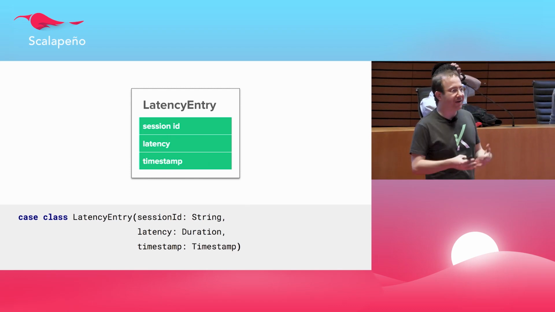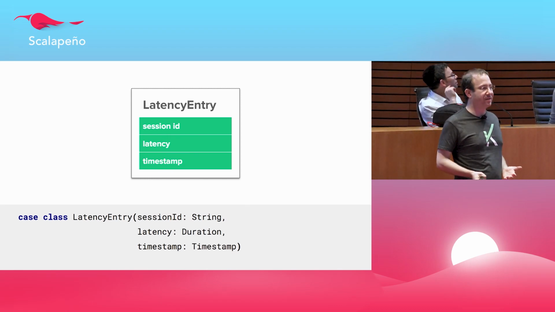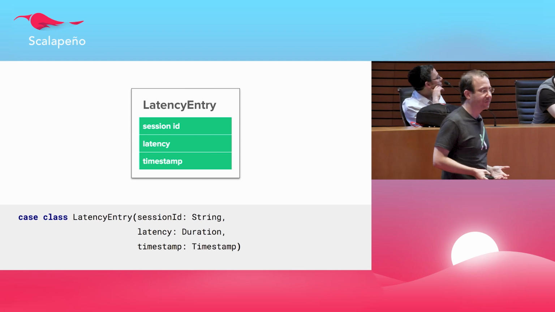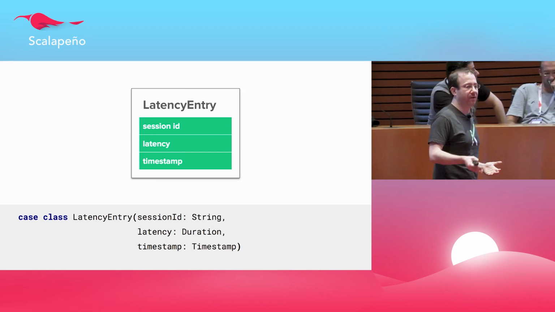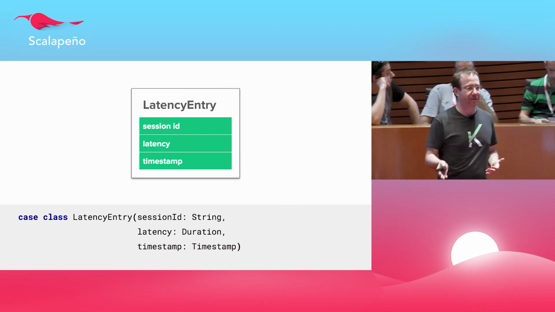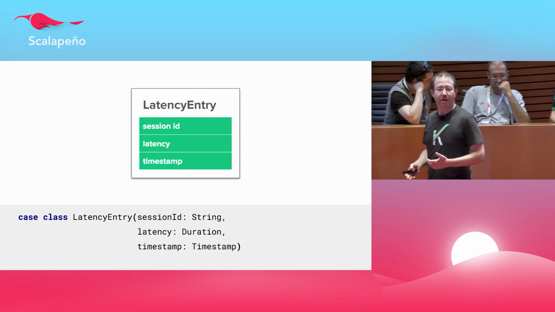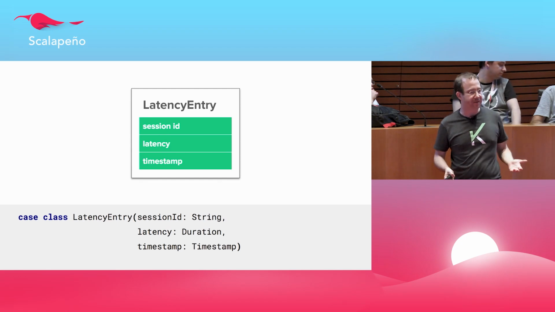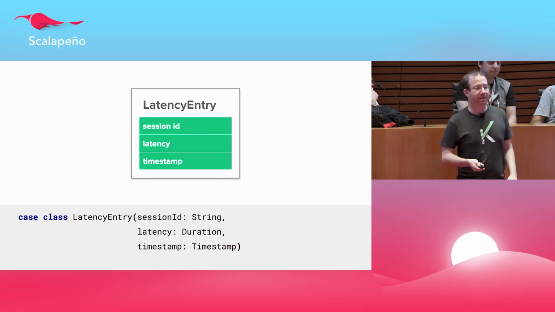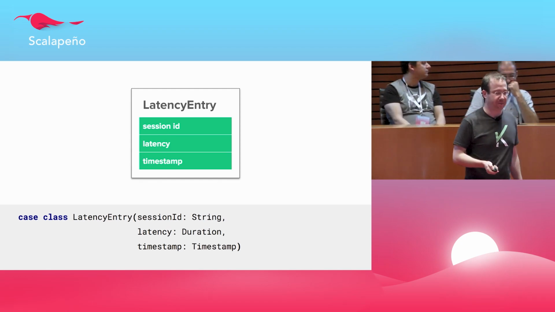So, well, we start by basically augmenting our previous latency entry. Now we still have our session ID, we have the same latency timing data we measured, but we also have a timestamp, right? We're using event time. This is part of the data now.